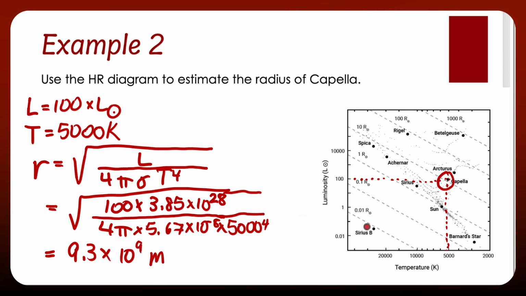Now remember, definitely always read the labels on these graphs. In this case, because it says luminosity and in luminosities of the sun, I had to take my value and multiply by that.